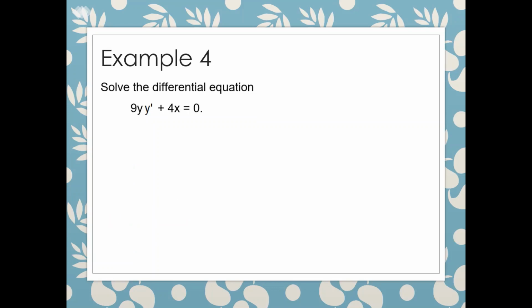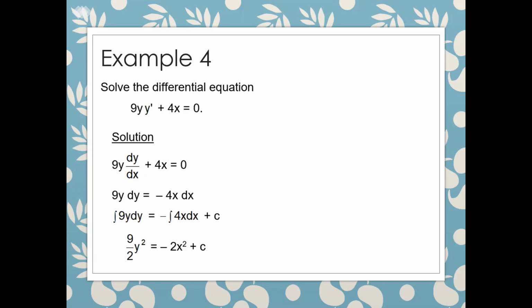Now, refer to example 4. You need to solve the following differential equation. Replace the y prime with dy over dx, then separate the variables. You should get 9y dy equal to negative 4x dx. Integrate both sides. You should obtain 9 over 2 y squared equal to negative 2x squared plus c.